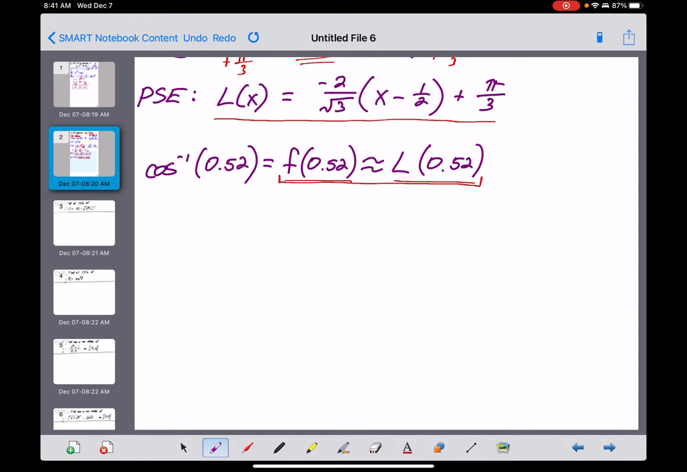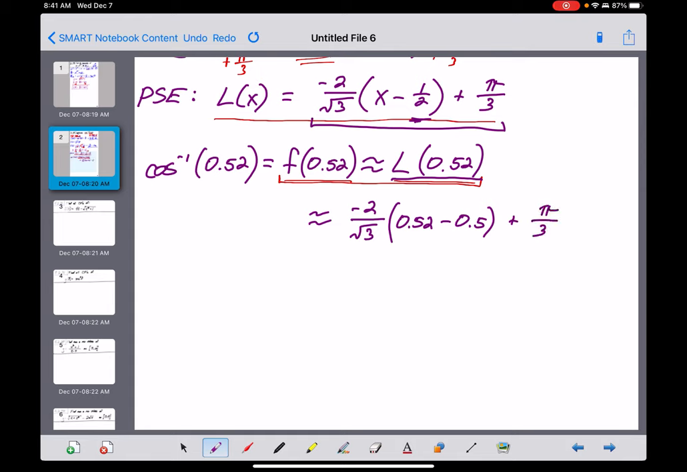So I'm going to keep going with this. Here's my approximately equal to. Let's get working on evaluating this. So I'm looking right here. We've got a negative 2 over root 3. And then in parentheses, I've got a 0.52 for x minus, now I better change that 1/2 back to a 0.5, and then a plus pi over 3 at the end.